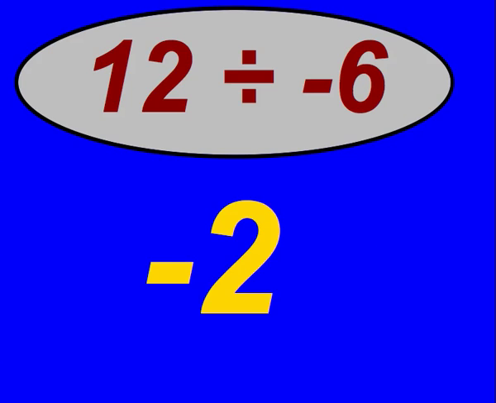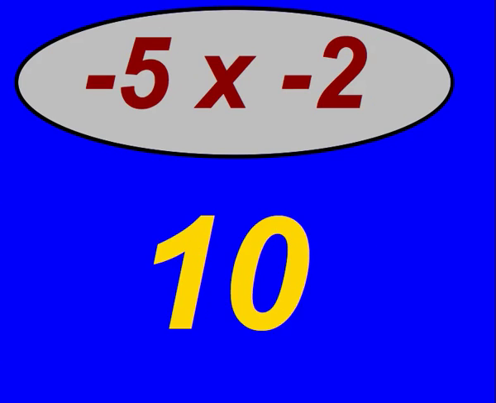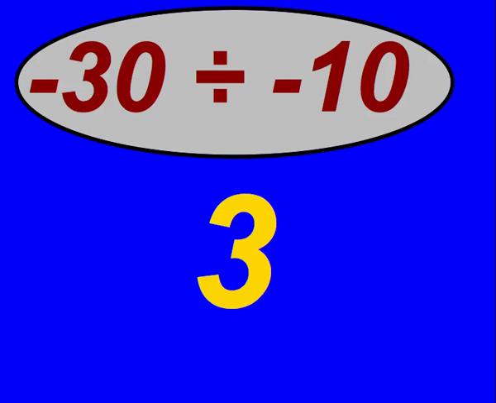Now, if both of the values are negative, then again my answer goes back to being positive. You all know 5 times 2 is going to give you positive 10. But if you had a negative 5 times a negative 2, when both of the terms are negative, then this reverts my answer back to being positive. And last but not least, a division example where both terms are negative. You have negative 30 divided by negative 10. This one's going to come out to be positive 3.